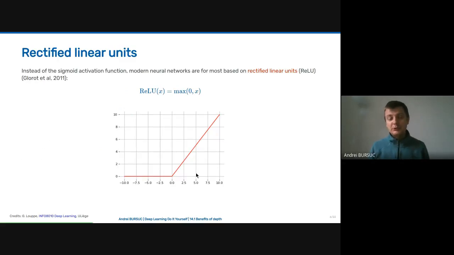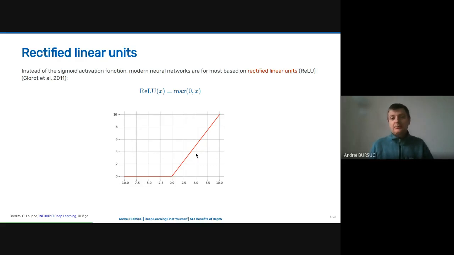So how this was solved, I guess Mark already gave you part of the information in the first course, is with the arrival of the ReLU. The rectified linear unit, which is a very, very simple activation function, is practically the maximum between 0 and the input. Whatever is lower than 0 is 0, and whatever is higher, you have just the identity.